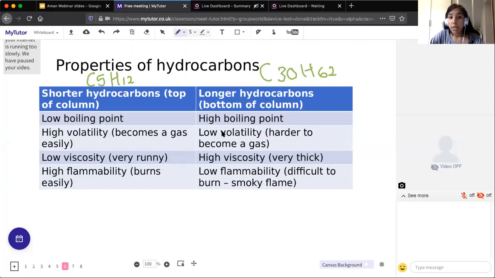Good, their bonds are easier to be broken. Yep, that's one good answer. Someone's saying less bonds to break and make. Yep, that's also a good answer. Anything else? Why are their bonds easier to be broken in shorter hydrocarbons? Why is it easier to break them? Anyone know? What makes it easier to break bonds in shorter hydrocarbons?